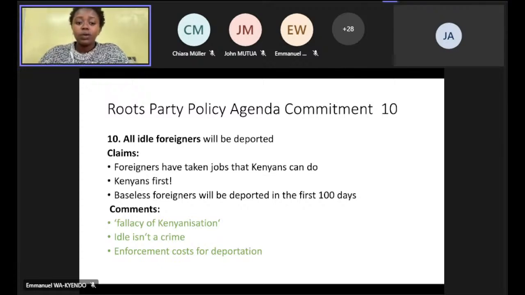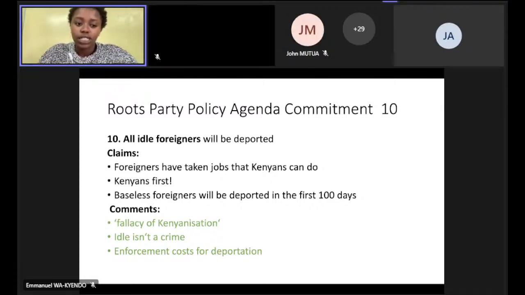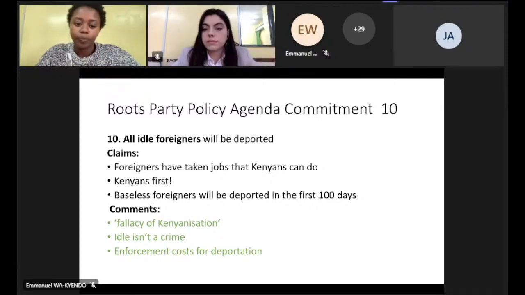And then when they say they will deport foreigners, they will have to plan for enforcement costs. Because will this now mean that it will encourage more foreigners to come and be idle, knowing well that the Kenyan government will deport them after a while? So it will impose more costs for the country.